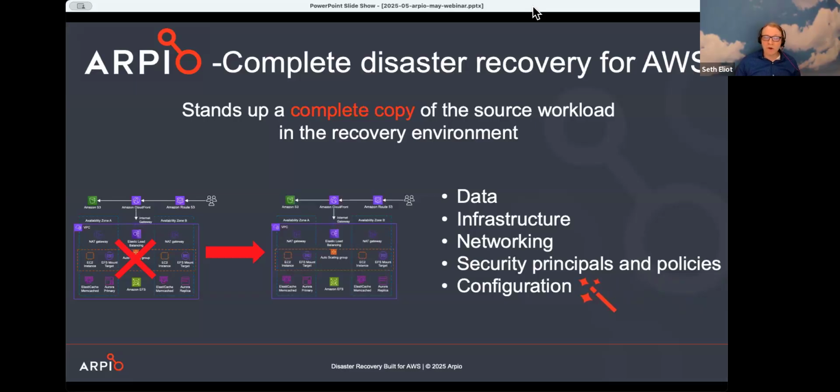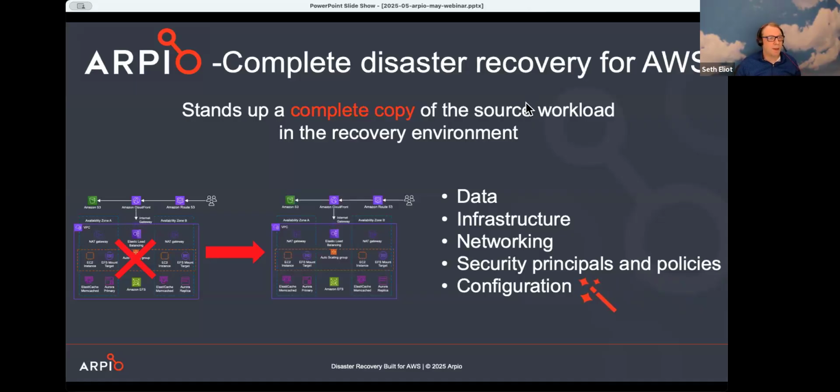And the cool thing about that is RPO is not just going to copy and paste those, but it's going to intelligently translate those. Hence you get the magic wand there. So that we're bringing up a fully functional workload, a copy of your workload in a recovery environment. And that's what RPO is doing for you.